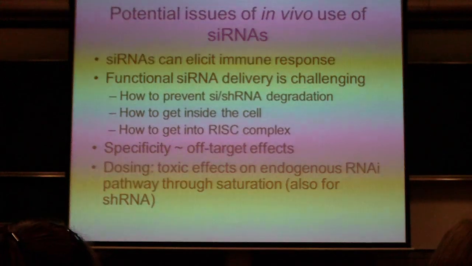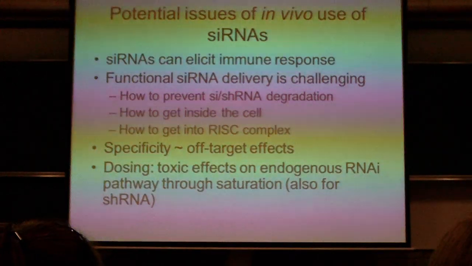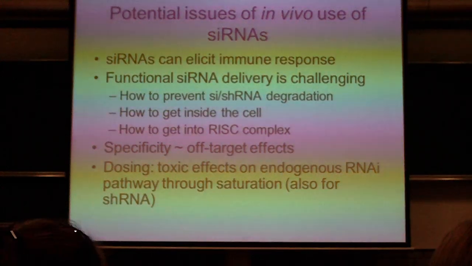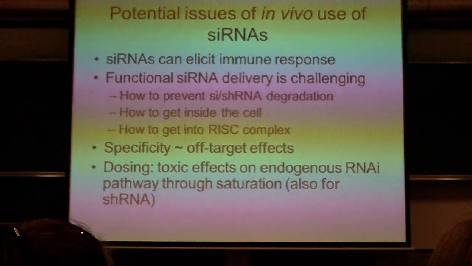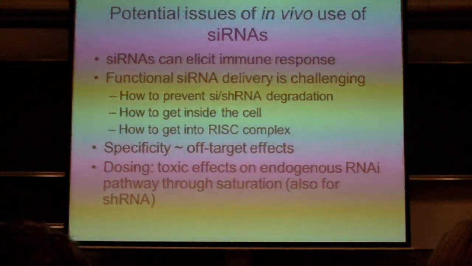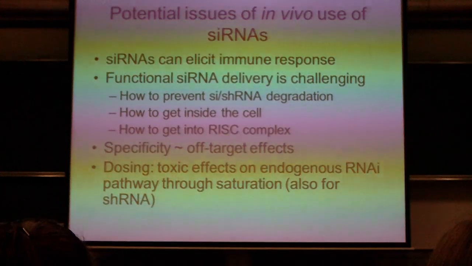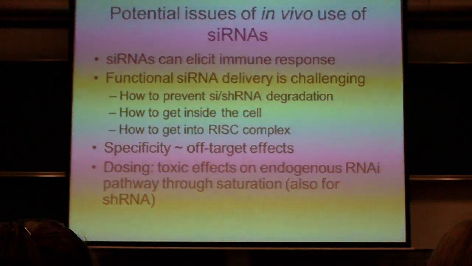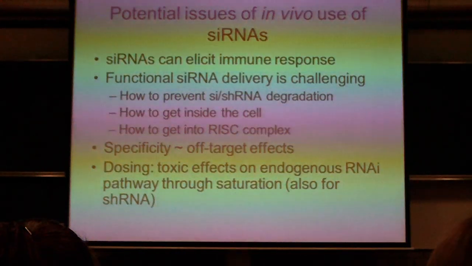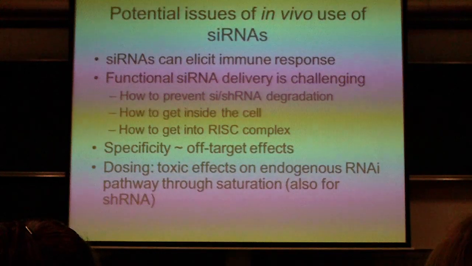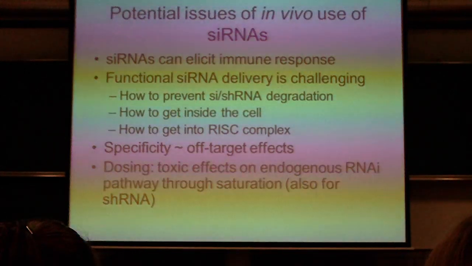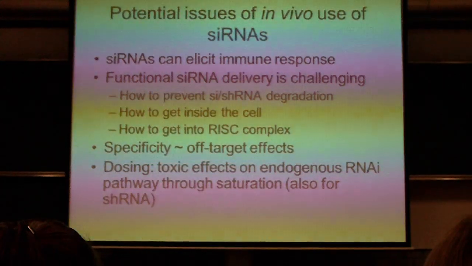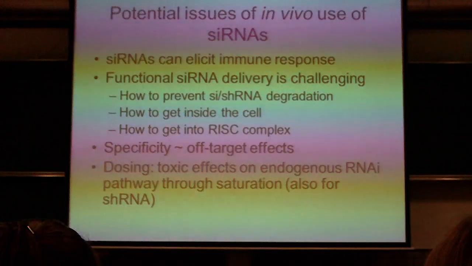Then there's a lot of specificity issues, off-target effects, and you can also have toxic effects on the endogenous RNA pathway. So the siRNA that you introduce will, of course, use the same pathways to be processed as the endogenous microRNAs, for example. And that can be a very severe side effect as well, because by injecting a lot of RNA to reach your therapeutic potential, you also overload your endogenous machinery. So that's a major disadvantage, which is also true for shRNA.